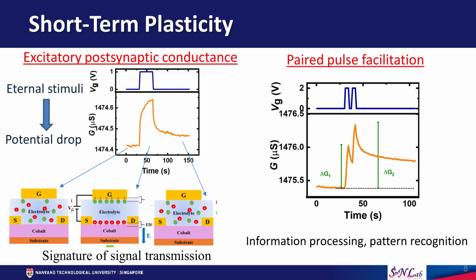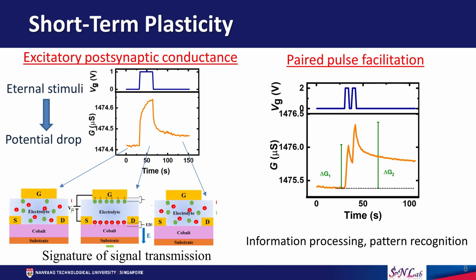Furthermore, we emulated another important function, that is paired pulse facilitation. In that, we fired two consecutive gate voltage pulses, and we see that the conductance modulation caused by the second one is higher than the first one. This paired pulse facilitation is used for information processing and pattern recognition in the human brain. So, emulating paired pulse facilitation shows that our device is suitable for information processing and pattern recognition in the future.